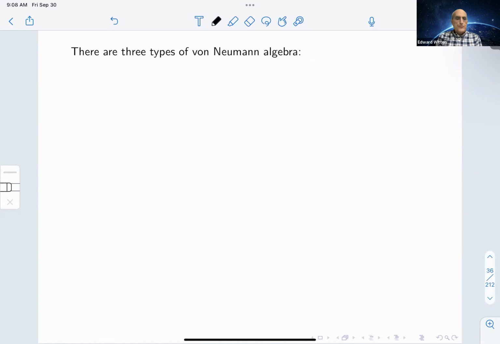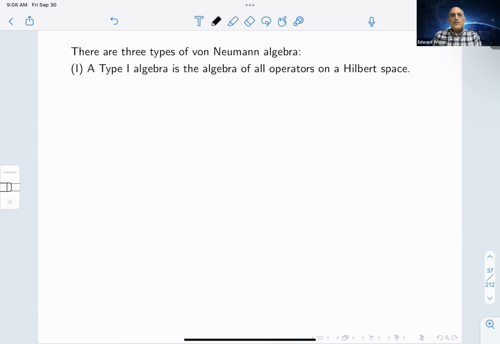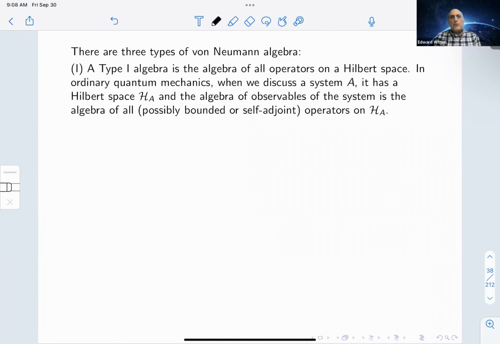Now, broadly, there are three types of von Neumann algebra. The one which we take for granted without even mentioning it is a type 1 algebra, the algebra of all operators on a Hilbert space. In ordinary quantum mechanics, when we discuss the system A, it has a Hilbert space H_A, and the algebra of observables of the system is, roughly speaking, the algebra of all operators on H_A. For some purposes, you might want to say that they're bounded self-adjoint operators, or maybe just self-adjoints. But roughly speaking, all operators are allowed. In ordinary quantum mechanics, we consider all operators to, in some sense, be physically sensible. And that's by definition a type 1 algebra, all operators on a Hilbert space.